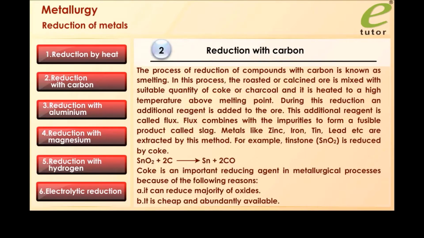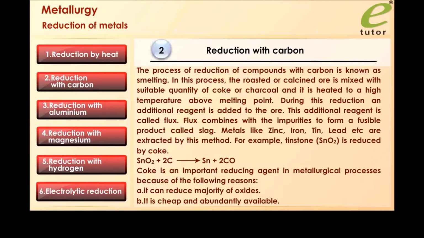Reduction with carbon. The process of reduction of compounds with carbon is known as smelting. In this process, the roasted or calcined ore is mixed with suitable quantity of coke or charcoal, and it is heated to a high temperature above melting point. During the reduction, an additional reagent is added to the ore. This additional reagent is called flux. Flux combines with the impurities to form a fusible product called slag. Metals like zinc, iron, tin, lead, etc. are extracted by this method. For example, tin stone SnO2 is reduced by coke. Tin oxide SnO2 plus carbon 2C gives tin Sn plus carbon monoxide 2CO.